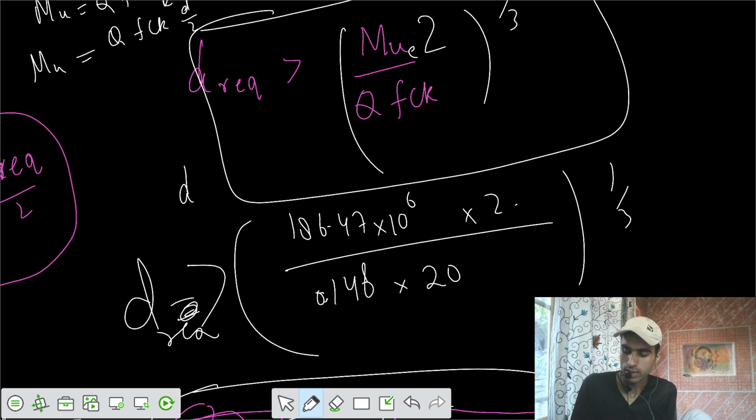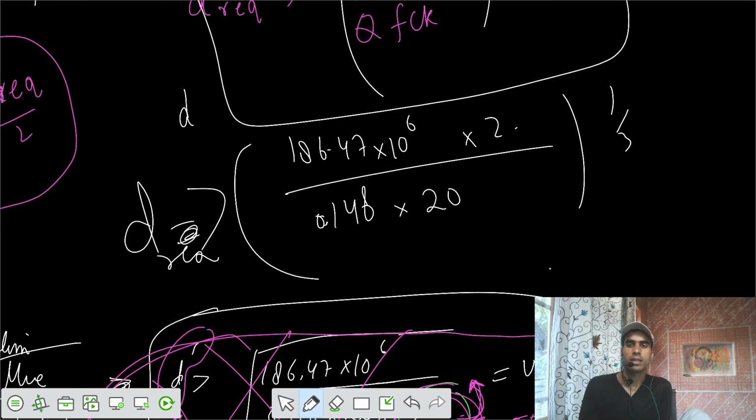You got some value, let's solve that. 186.47 into 10 power 6, into this factor of 2, and we have this 0.148 into fck, 1 by 3rd of that, which gives 501.32. So D required should be greater than 501.32. So we should adopt some value greater than 501.